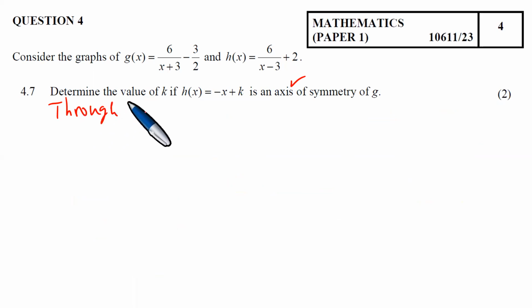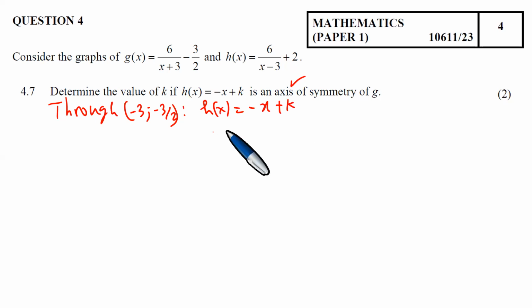Right, so it passes through the following, right? So it passes through where x is minus 3 and y equals minus 3 over 2, which means, therefore, that h of x is this here. So when h, then you have minus 3 over 2, you have minus 3 plus k. Right, and therefore, what is this here is minus 3 over 2, which equals 3 plus k.